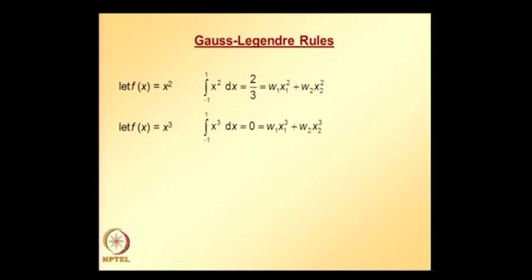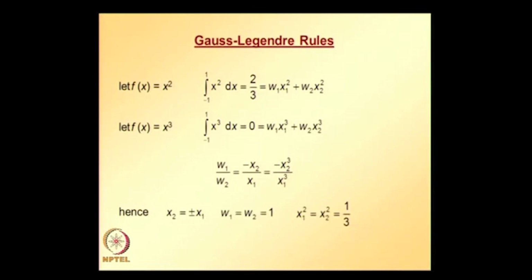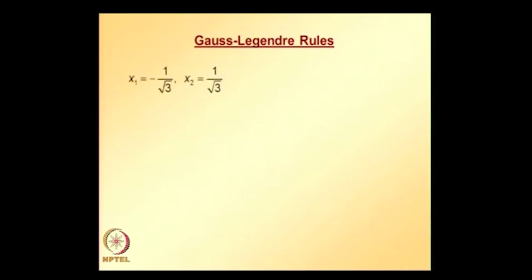So we can solve these 4 equations for the 4 unknowns x1, x2, W1, W2, and the solution results in these equations. x1 or x2 is plus or minus x1, W1 is equal to W2 is equal to 1, and x1 square is equal to x2 square is equal to 1/3, and simplification of the previous equation results in this, and W1 is equal to 1, W2 is equal to 1.